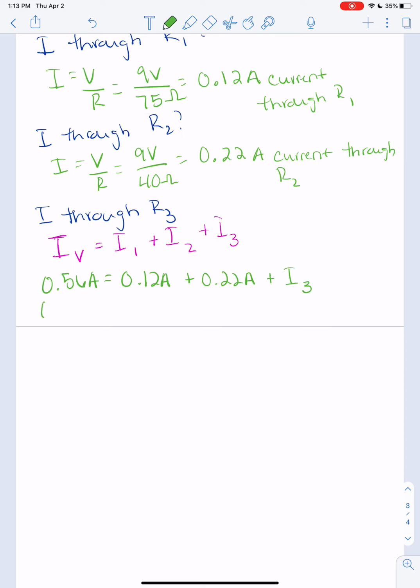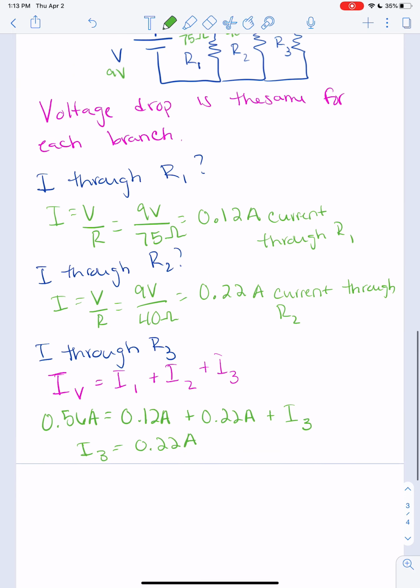And so now if we add this together, we get 0.56 amps equals 0.12 plus 0.22 plus I3. And if I simplify this, I3 equals 0.22 amps, okay? So this is a second key idea here.